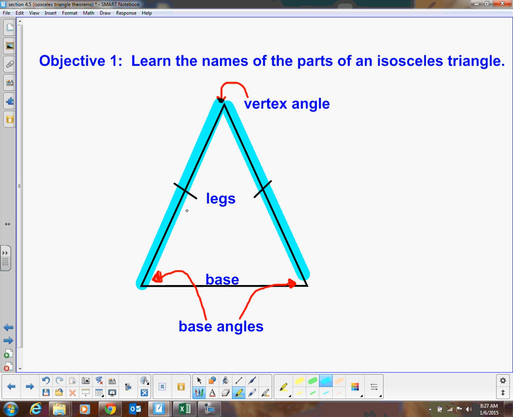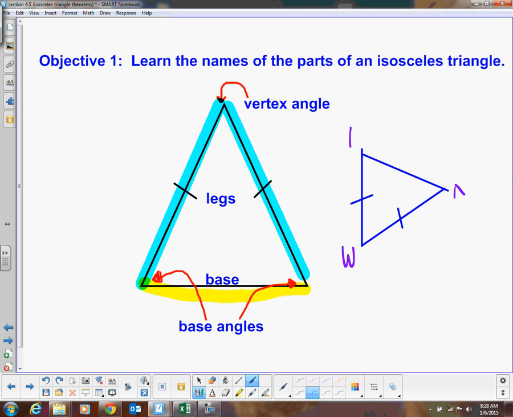The side that is not equal is called the base. Now, does the base have to be on the bottom? Base does not mean bottom. All right, so that's my base. So what if I were to draw this triangle and I told you those 2 sides are equal? Where's the base? Well, let's say this is WIN. Where's my base? IN. That's going to be the base. Where's the vertex angle? W is my vertex angle.